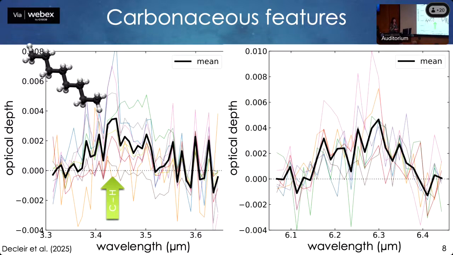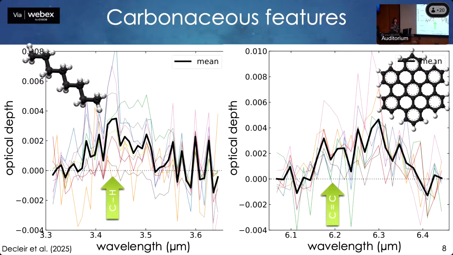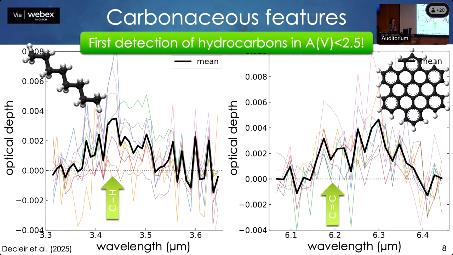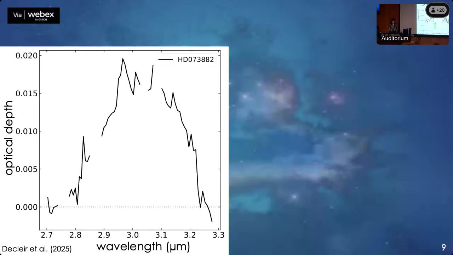And similarly, we detect a feature in the average spectrum around 6.2 micron, which is caused by the stretching of double-bonded carbon in aromatic hydrocarbons. So again, we're kind of limited by the signal-to-noise ratio here, and you see some systematic peaks in the data. But if these features are real, this would be their first detection in these very diffuse sightlines with AVs below 2.5. So that means that hydrocarbons exist in these very diffuse environments.